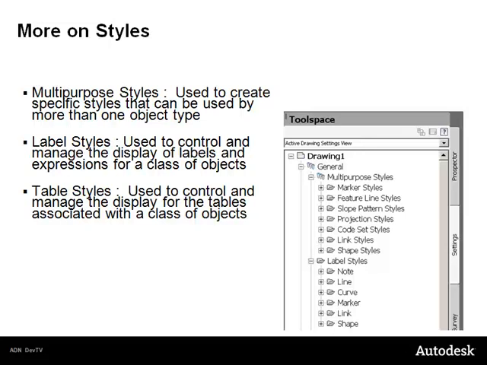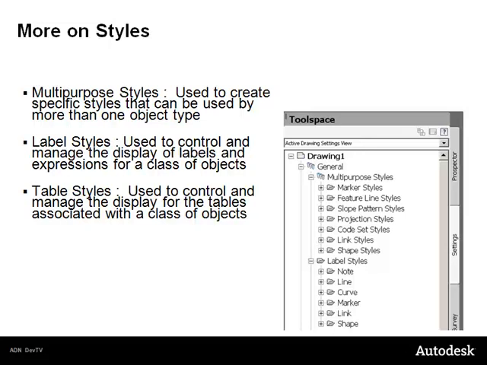Label styles are used to control and manage the display of labels, an expression for a class of objects. Labels are associated with many objects and their content is updated whenever the object itself is changed. Labels are also controlled by styles. You can modify the label styles in the same way that you modify the object styles.